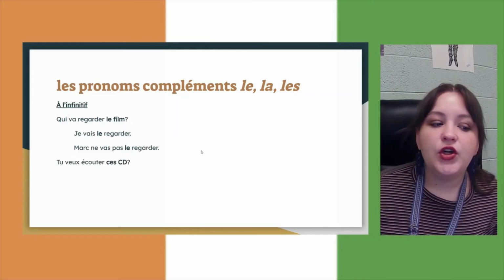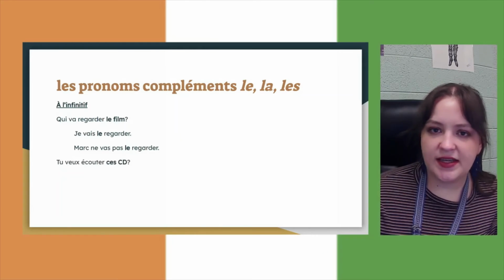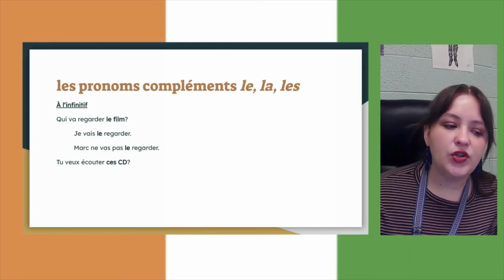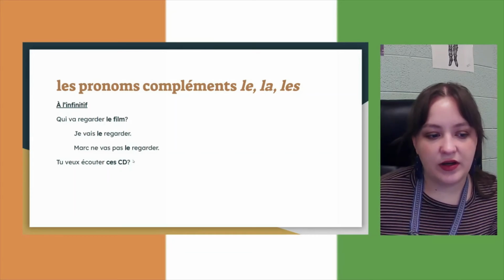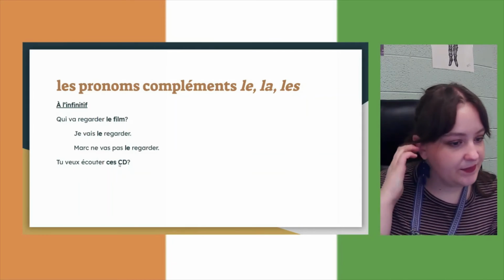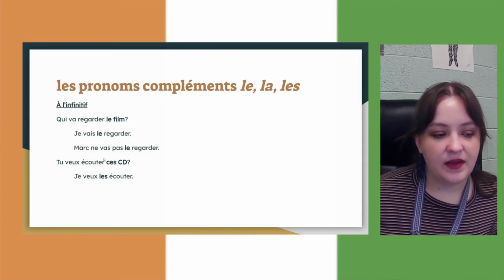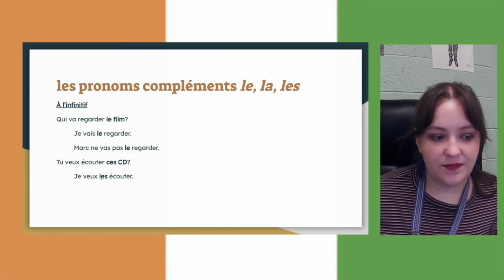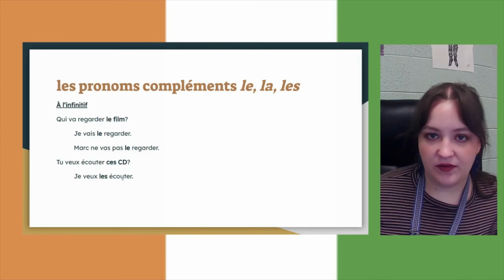Okay. Tu veux écouter ces CD? Do you want to listen to these CDs? Do, because it's a question. You want to listen to these CDs. Je veux les écouter. I want, conjugated form of vouloir, to listen to them. Object pronoun right in front of the infinitive.